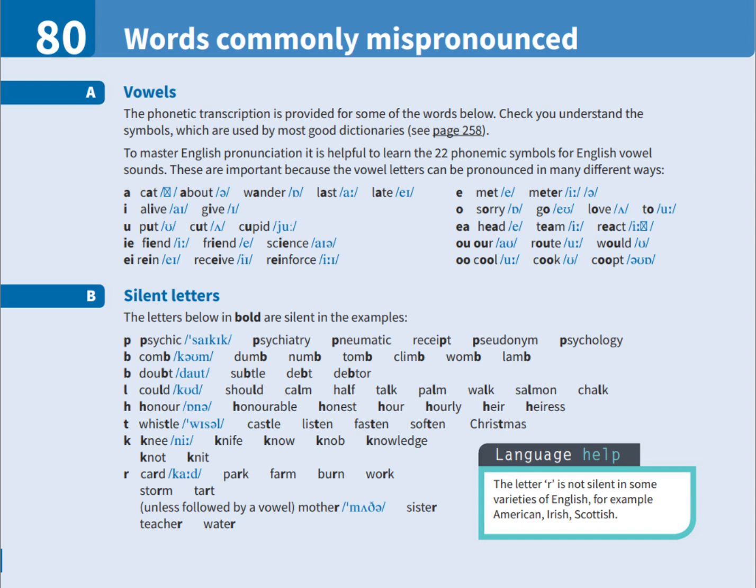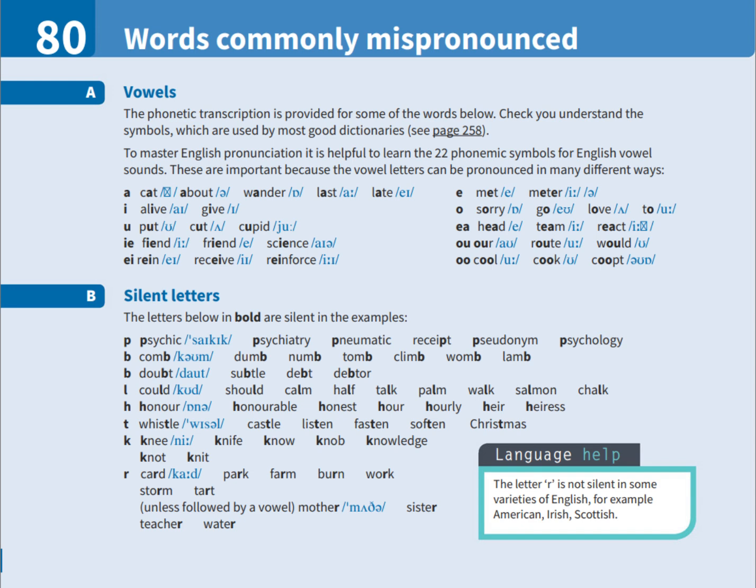The letter P is silent in words such as psychic, psychiatry, pneumatic, receipt, pseudonym, and psychology. The letter B is silent at the end of words such as comb, dumb, numb, tomb, climb, womb, and lamb. It is also silent in words such as doubt, subtle, debt, and debtor.